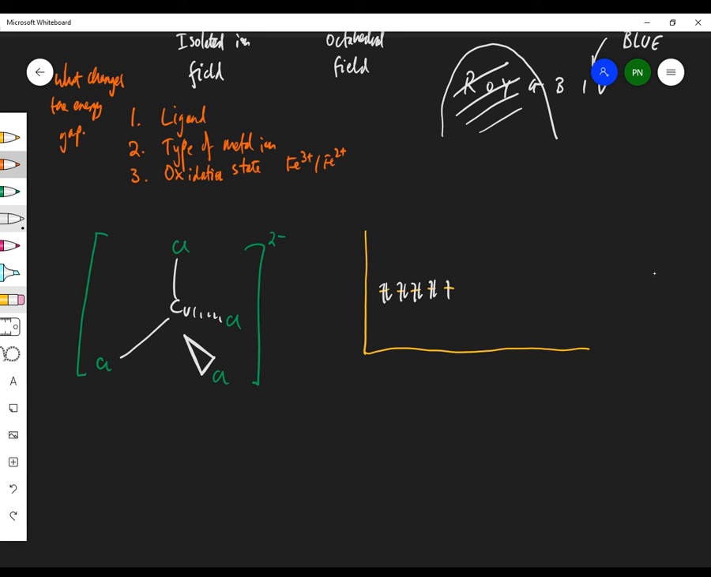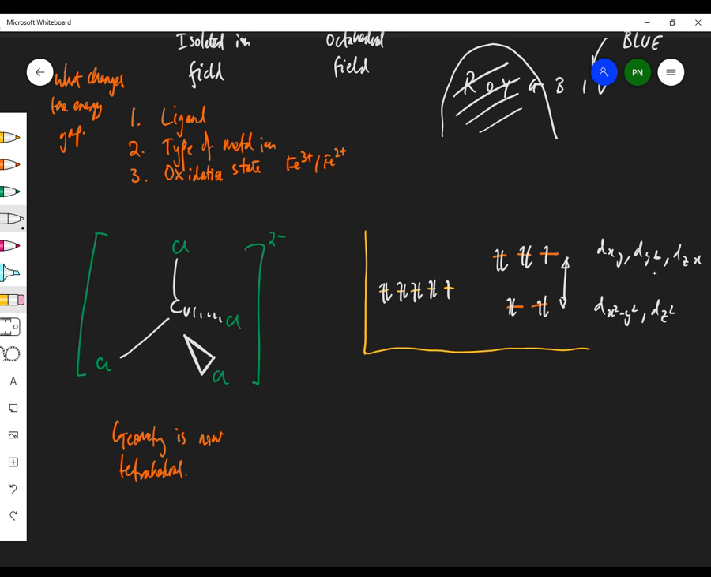Because the geometry is different. Geometry is now tetrahedral. If the geometry is tetrahedral, you get 3 at the top and 2 at the bottom. Now the 3 at the top are the dxy, dyz, and the dzx, I think. The ones at the bottom are the dx squared minus y squared and the dz squared. So now if we have this situation, we have 1, 2, 3, 4, 5, 6, 7, 8, 9.